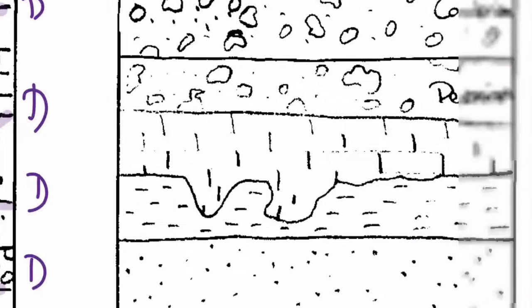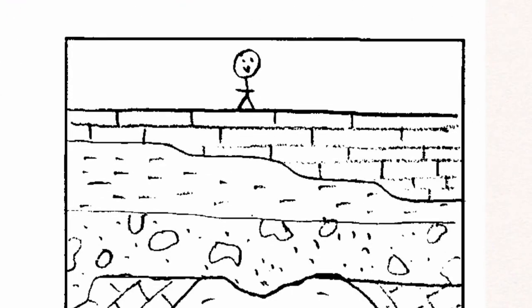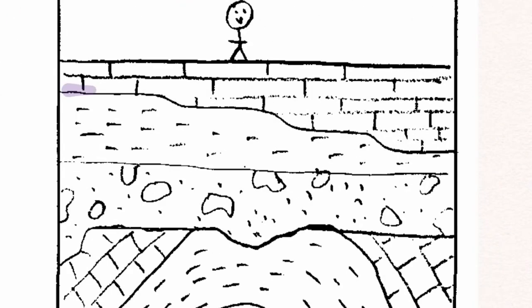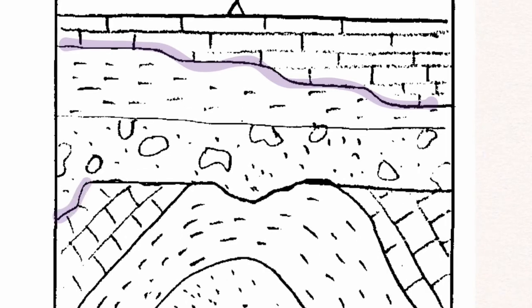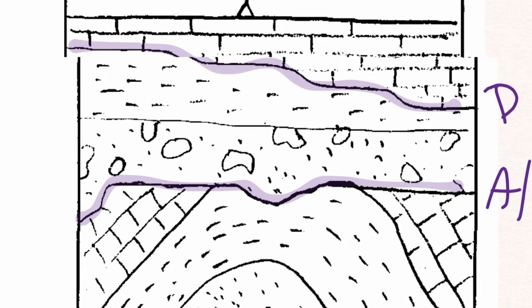Taking a look at the one next to it, we have another disconformity right here. Taking a look at the one below that, we have another disconformity here, a little disconformity here, and it's also angular. So here's a dis, here's an angular and a dis. You can tell it's an angular because of the folded strata, and you can tell that it's a disconformity because of the erosion patterns that you see.